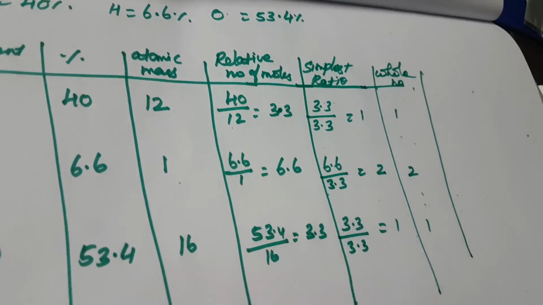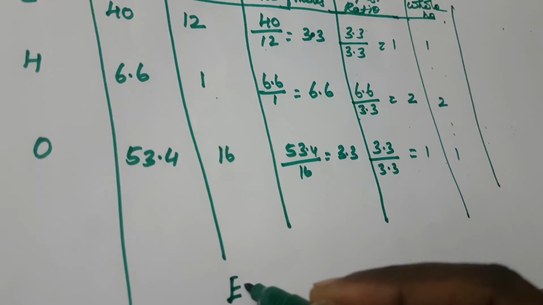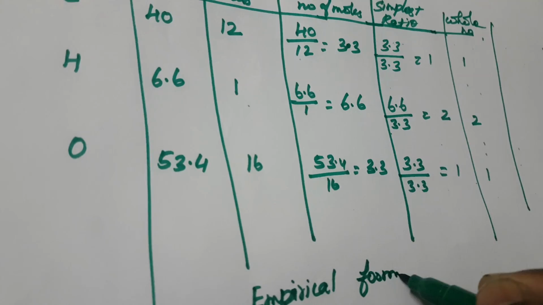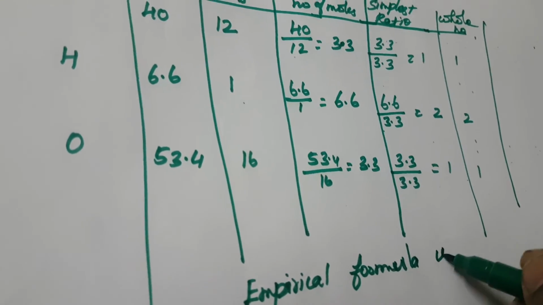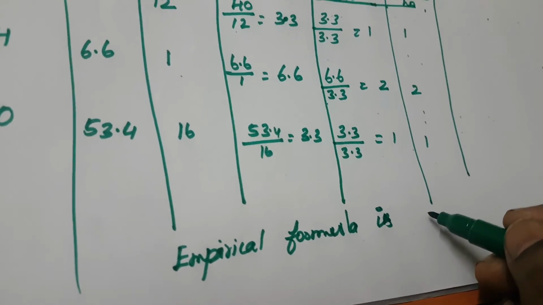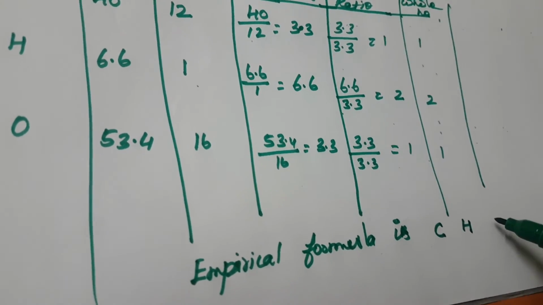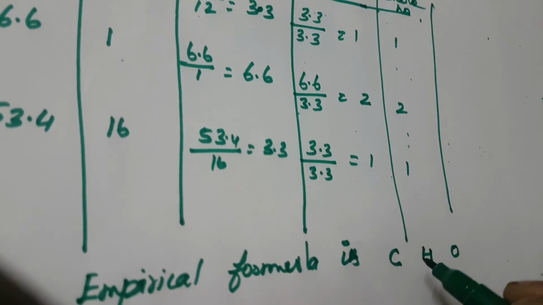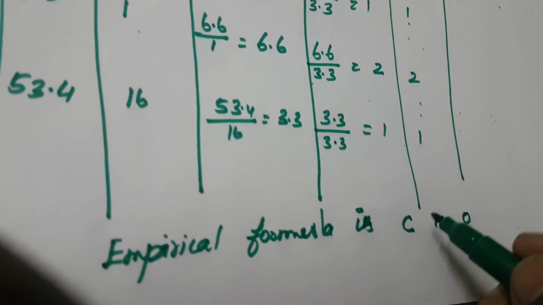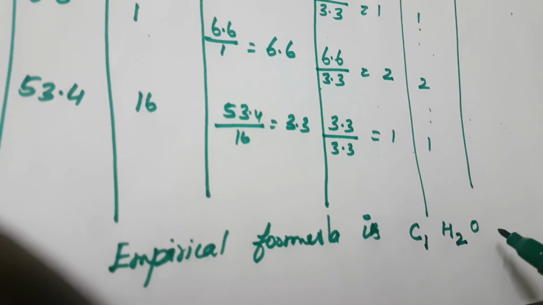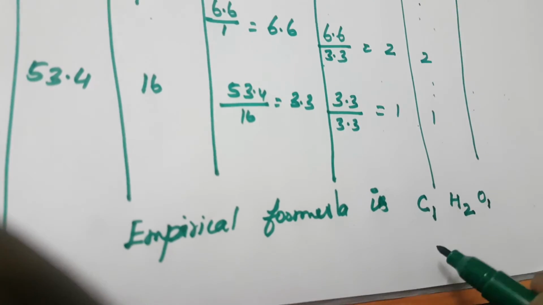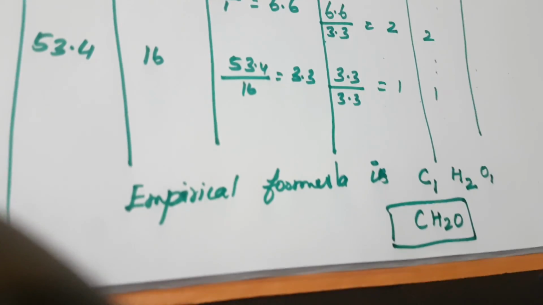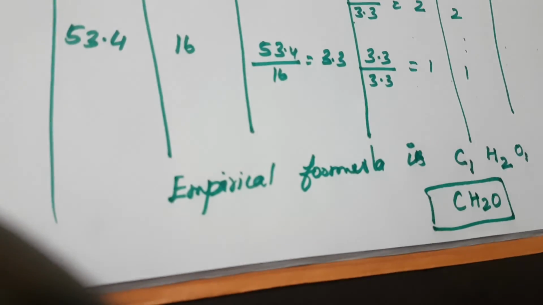Okay, so now how to write the empirical formula? Carbon, hydrogen and oxygen, and the number is written as the subscript of each individual element. Here 1, here 2, this is 1. So there is no need to write 1: CH2O. This is the empirical formula of this given compound.